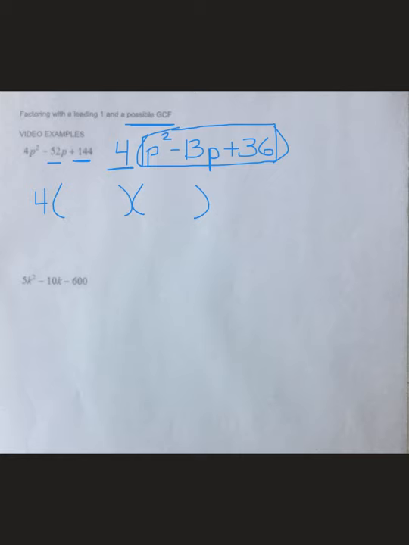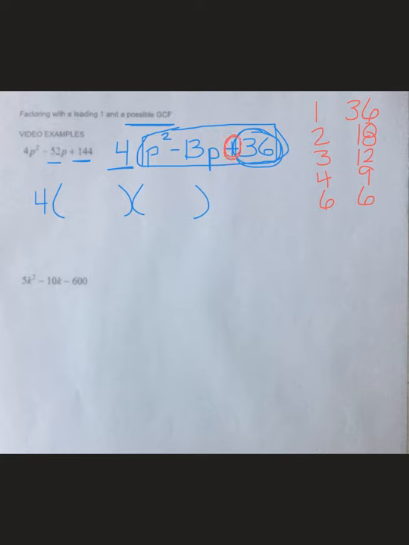So now I'm factoring a trinomial, 3 terms, with a leading coefficient of 1, because it's 1p squared. If that's the case, you focus your energy right here. So we're going to take that 36. We are going to make our factors of 36. We have 1 and 36, 2 and 18, 3 and 12, 4 and 9, 6 and 6.